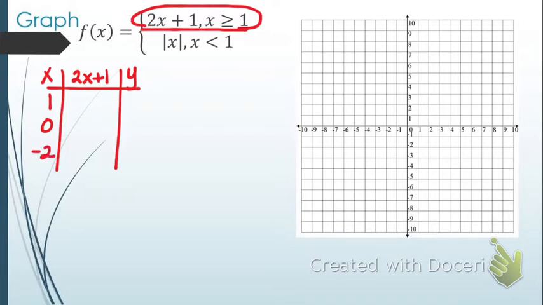Okay. All right, so let's go ahead and substitute those in. So we're going to take 2 times 1 plus 1. And then we're going to do 2 times 0 plus 1. And then we're going to do 2 times -2 plus 1. So go ahead and figure out what you get for those 3 numbers.